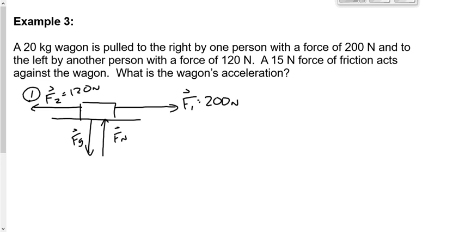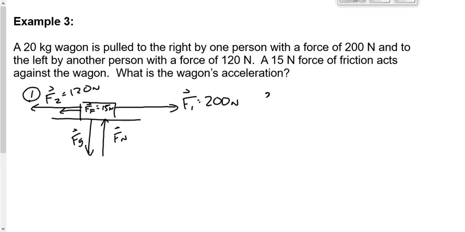I'm going to draw that as a really short force because it's much smaller than F2 and F1. It might not be to a perfect scale here, but it's showing us at least that FF is smaller than F2, which in turn is smaller than F1. Okay, that's step one.